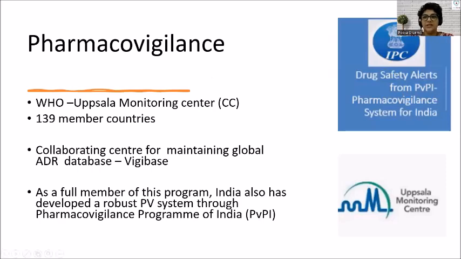Pharmacovigilance in the world is led by the WHO Uppsala Monitoring Center. It's the coordinating center, and currently has 139 member countries. It maintains a global adverse drug reaction database called VigiBase. So the database is called VigiBase, where Vigi comes from vigilance. And as a full member of this program, India has developed a robust pharmacovigilance system through the Pharmacovigilance Program of India.